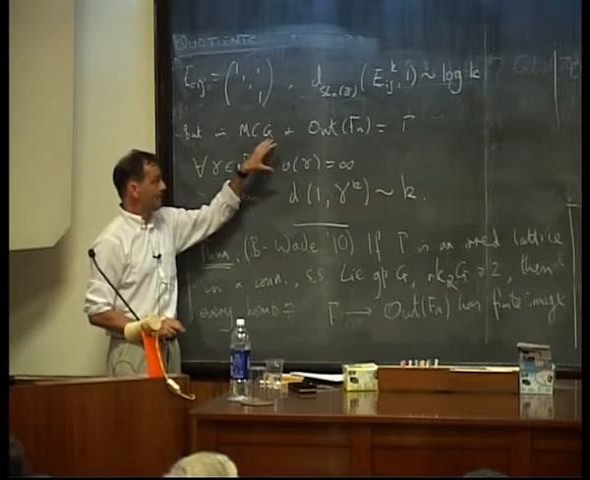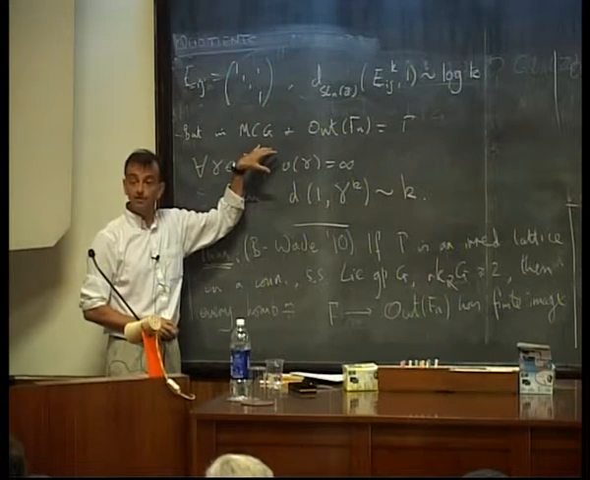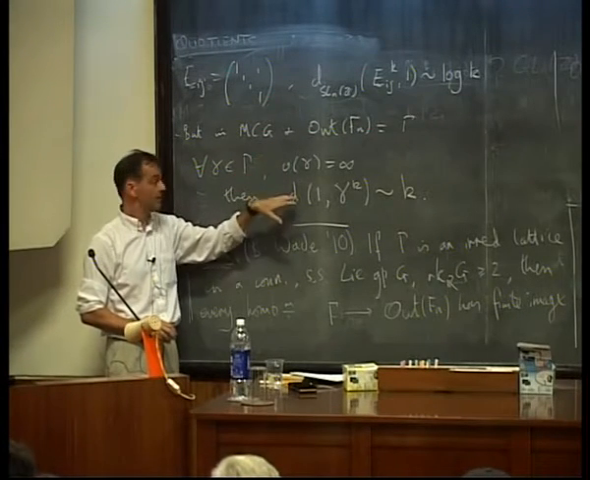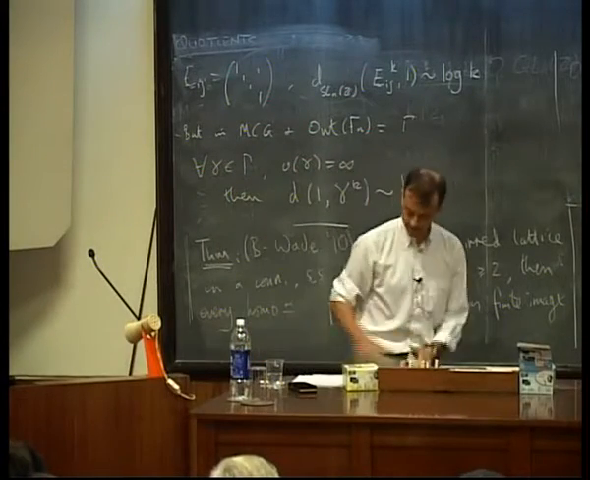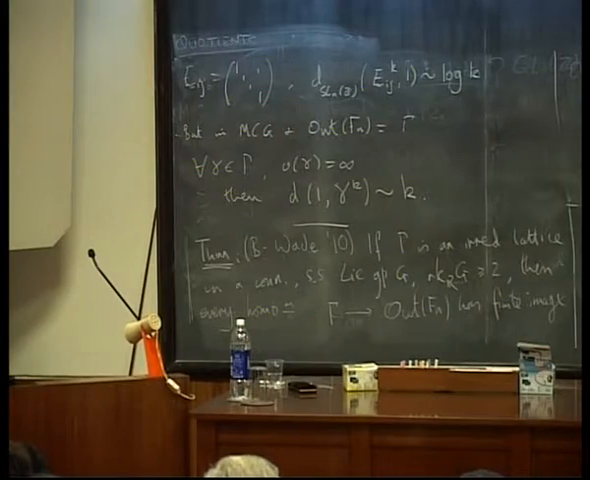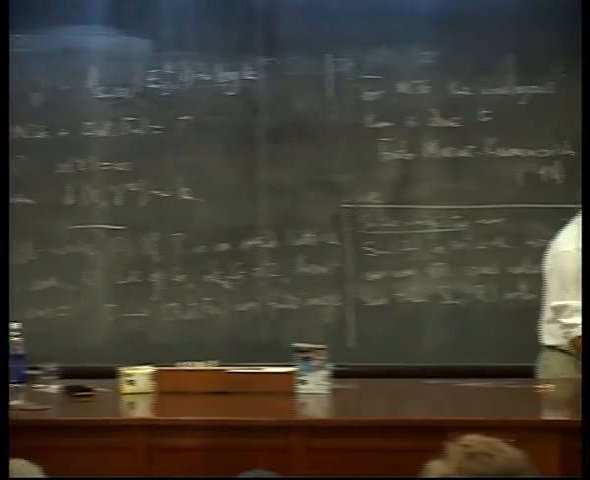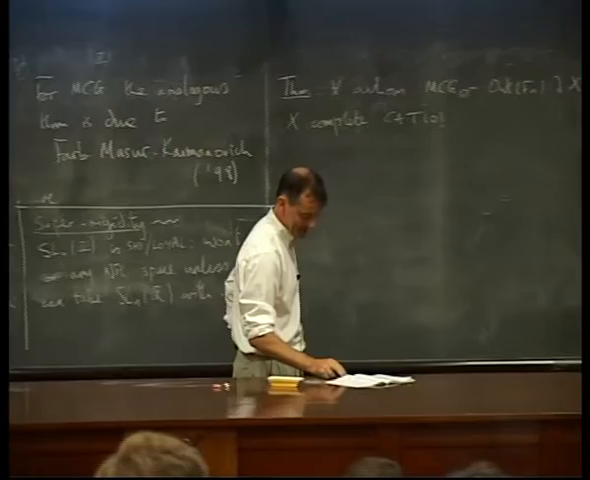In this way, Out(Fn) and mapping class groups are acting more like a uniform lattice. Okay? This would be true for a uniform lattice, but it's not true for non-uniform lattices. Okay. The reason I remember that I'd forgotten to say that is that I'm about to say something related here.